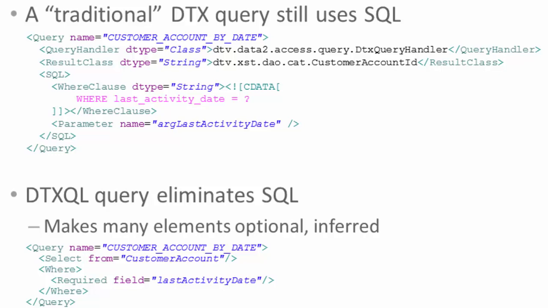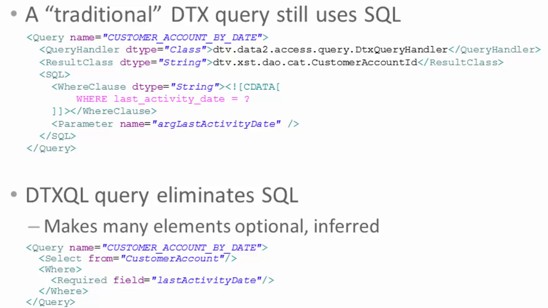The DTXQL doesn't need the result class specified. It knows that you want customer account objects returned based upon the from attribute here. And also the query handler does not need to be specified for the DTXQL version. The system will determine the correct query handler based upon the configuration that is given. Lastly, you'll see that the where clause on the top contains actual SQL that is appended to the query. That is no longer existing in the DTXQL version.